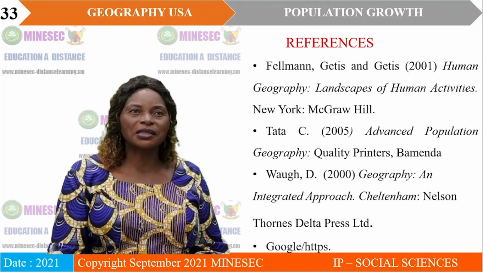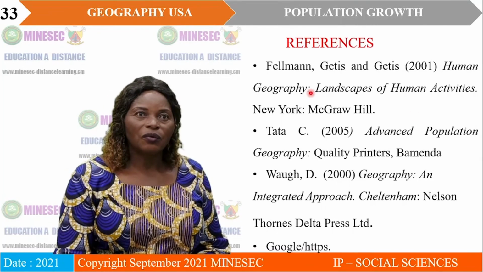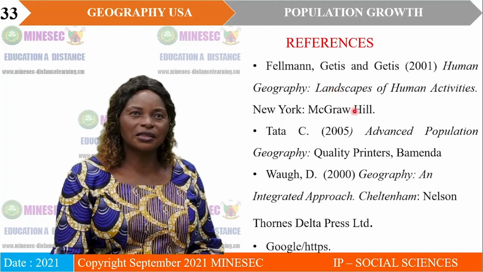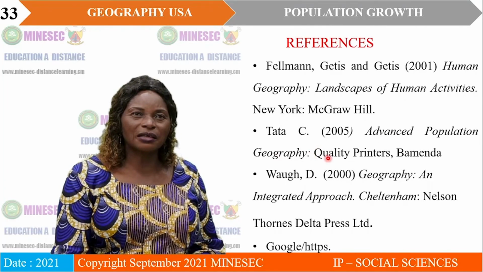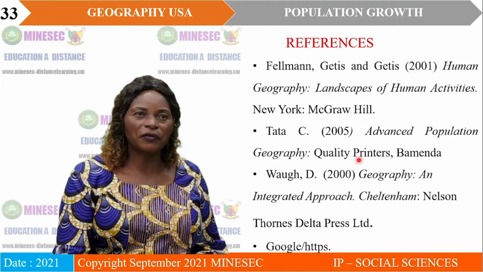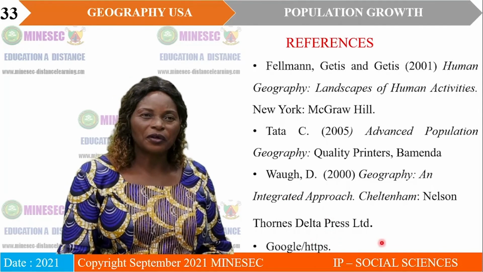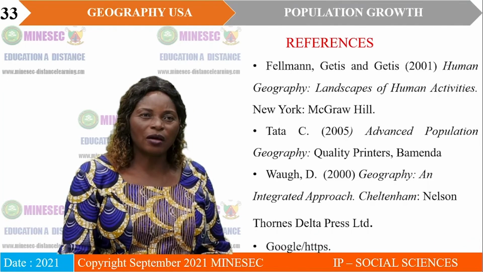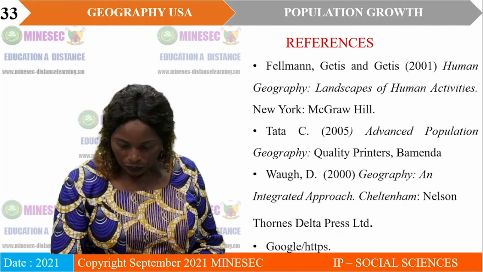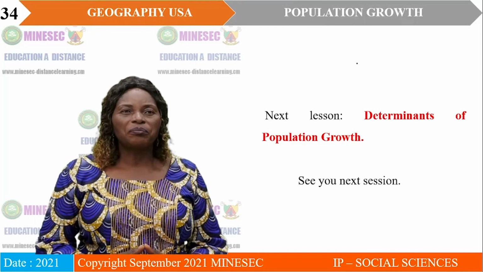Here we have our references. We have Fellman, Jettis and Jettis, Human Geography, Landscapes of Human Activities; Tata Celestine, Advanced Population Geography; and David Waf, Integrated Approach. And then we've also had some information, like some of those diagrams, from Google. Next lesson will be on the determinants of population growth.